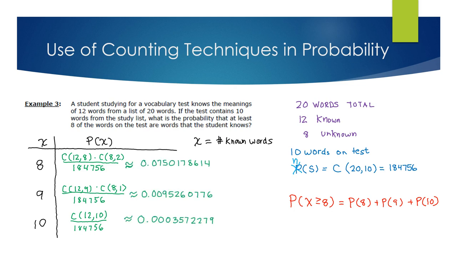And when I add those probabilities together, I get 0.08490. So the probability that at least 8 of the words, 8 or more of the words on this test, are going to be ones that the student already knows is about 8.4%. So it's not really a huge percentage, so it would be a good idea to learn the other words.